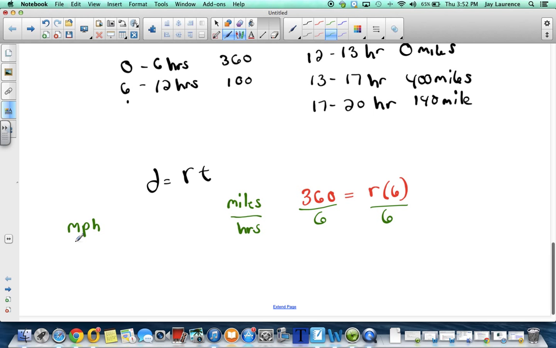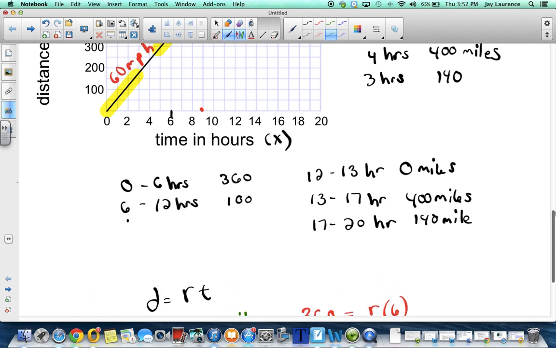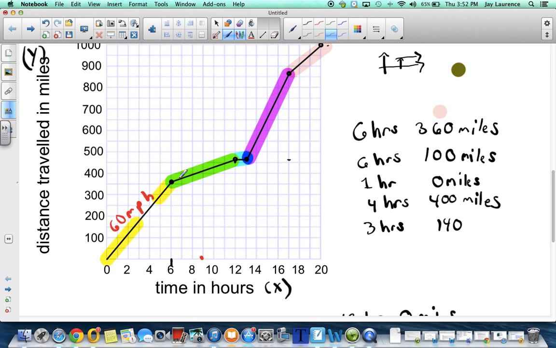Okay, so let's come back up here and see if we can figure out the rate for the green segment. How many miles did they go? They only went 100 miles this time, and it still took 6 hours. So I'm going to divide 100 by 6, and that's not going to come out evenly. I'm going to get 16.6 repeating, which is really more like 16 2/3 miles per hour.